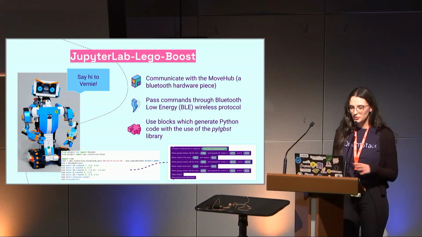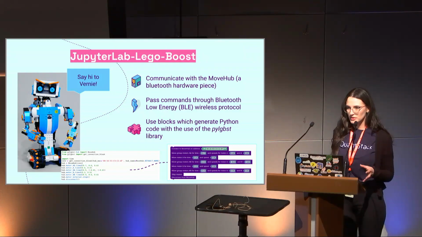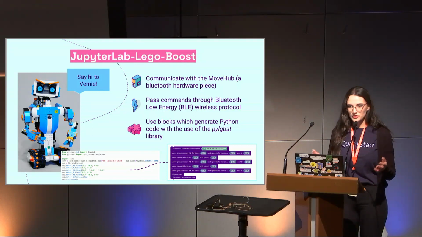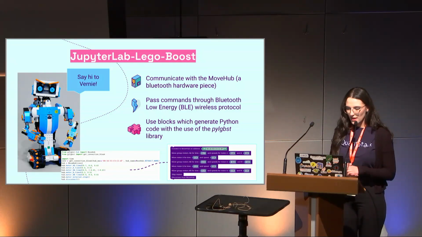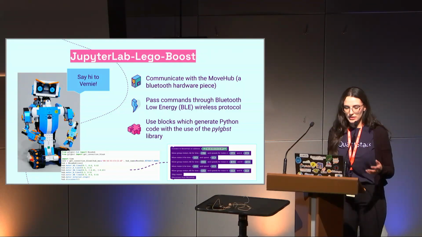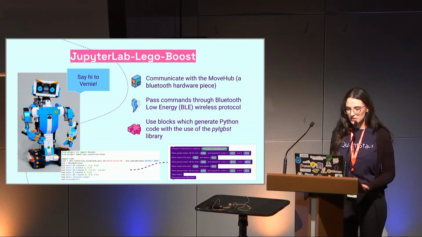We pass commands through the Bluetooth Low Energy wireless protocol, and all of the blocks generate Python code using the open source library PyLegoBoost. As you can see on the bottom of the screen, you can quickly connect to the robot by looking into the settings of your computer or the device you're using, taking the Bluetooth address of your specific Move Hub, pasting it into the connect block, and then defining the sequence of actions that you want your robot to perform. This can mean not only controlling its movements, but also its LED colors, and getting output from its sensors, the distance and the color sensors.